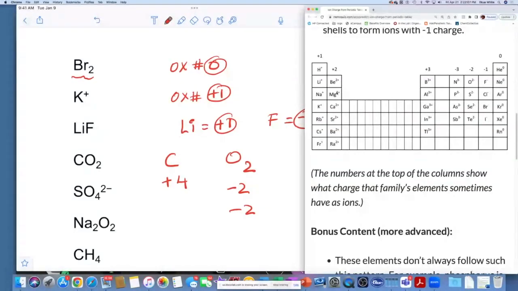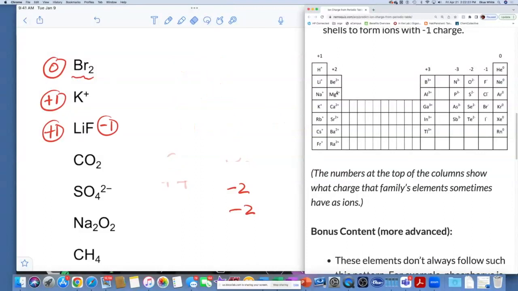Okay? So right now I'm looking at this. I'm running out of space. I'm going to do the same thing I did before, which is assign these here. So 0, +1 for potassium, +1 for lithium, -1 for fluoride, because I'm already running out of room and I need the room to work things out. Okay, so for carbon dioxide, oh, that's the one I just worked out, right? -2 and then +4.